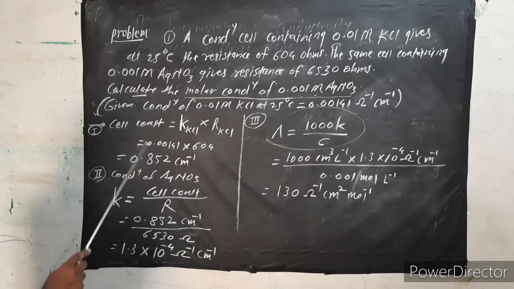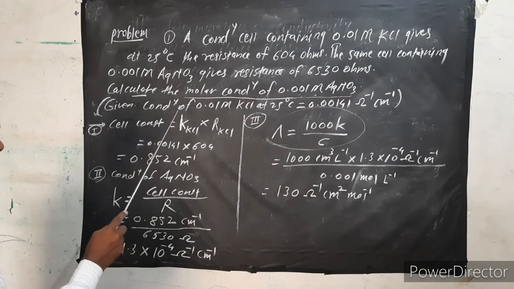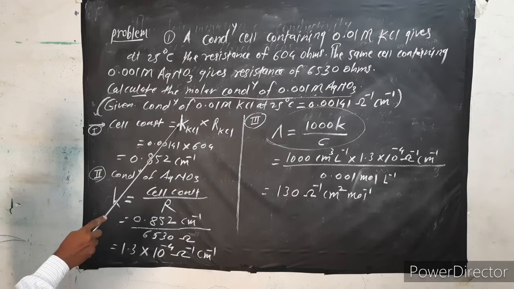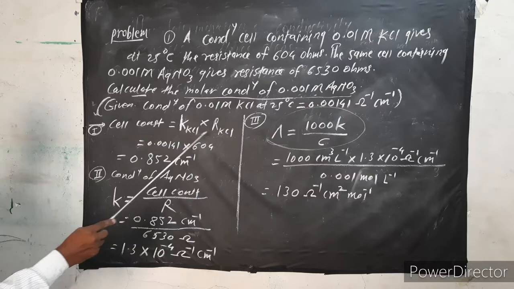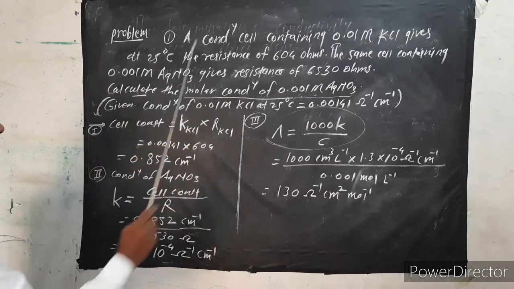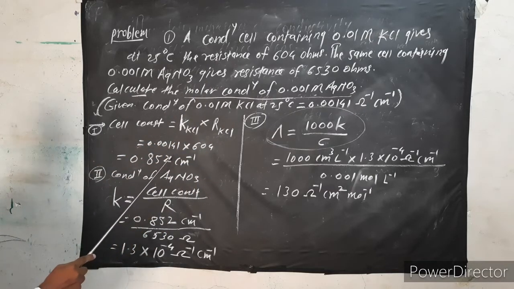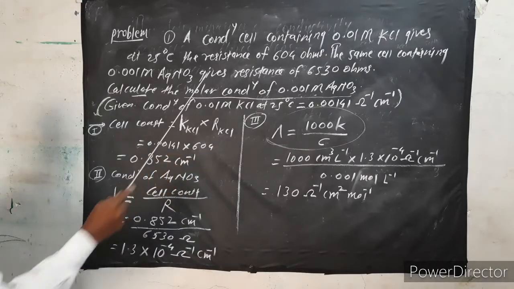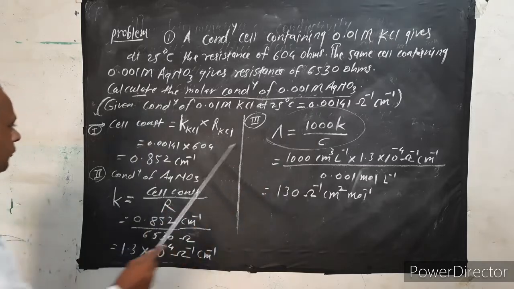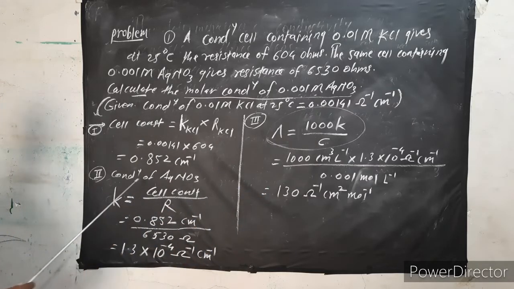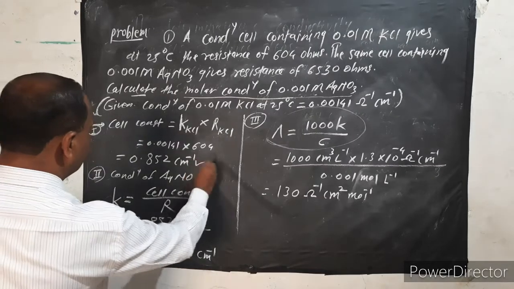How do you calculate the cell constant? Cell constant is equal to the conductivity k of potassium chloride into the resistance of the KCl solution. They have given both of these values: the resistance, and the conductivity 0.00141. Using these two values, we get 0.852 centimeter inverse. So this is the cell constant.